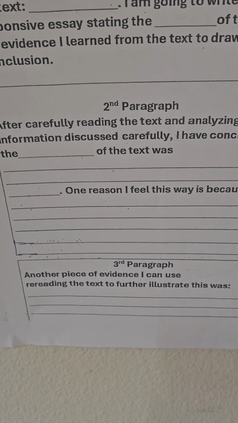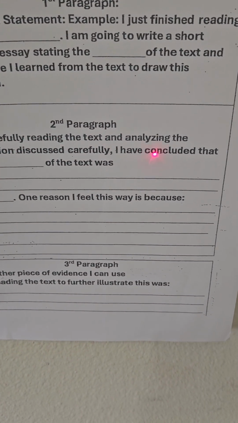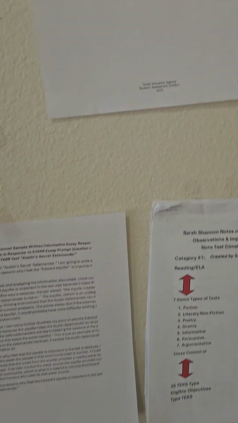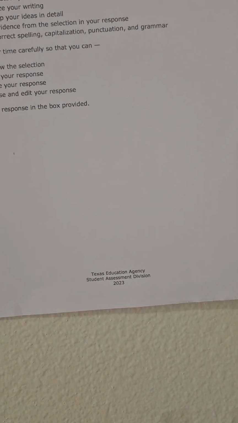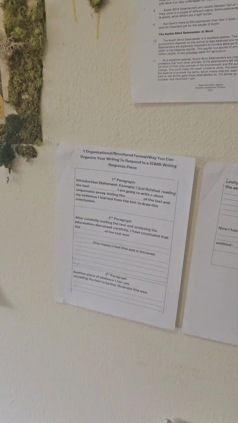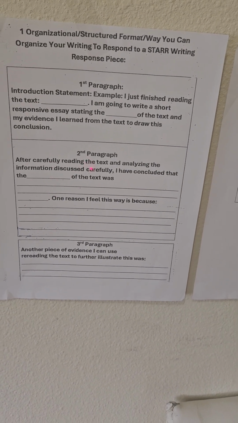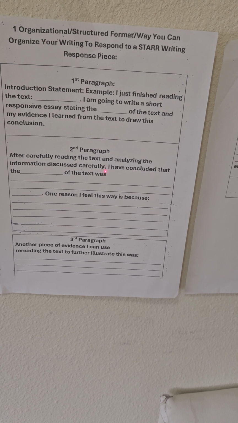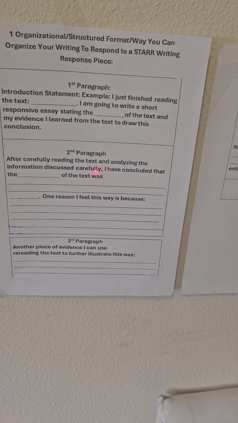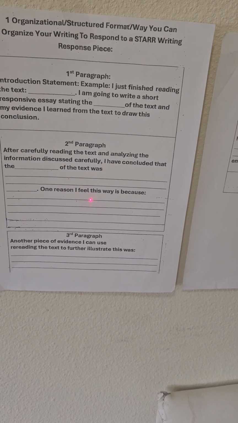In the second paragraph: after carefully studying the text and analyzing the information discussed carefully, I have concluded that the blank of the text was, and they go back again and see what they are looking for. I've concluded that the aquifer is important to the article. So they go back and they plug that in. I've concluded that the aquifer is important to the text because, and instead of the word because, they can adjust it accordingly. It's not an exact science. You have to play around with it a little bit, and you can teach them that as you go along. Was or because, and then they fill in the answer.